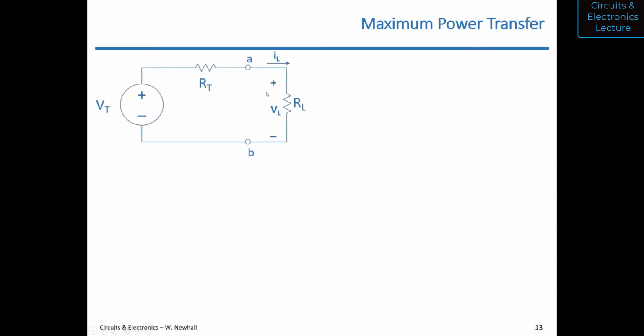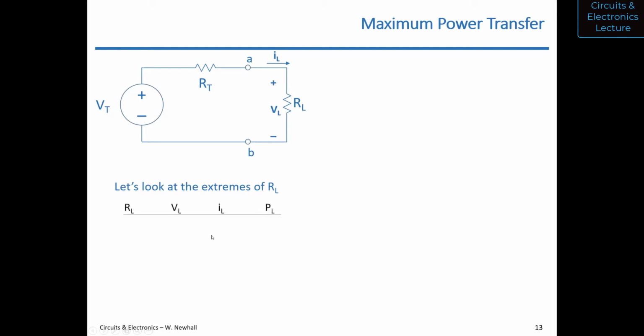Now here's the topic of maximum power transfer. You want to transfer as much power as possible to that load resistor. So here's that schematic again. Let's just take a look at the extremes, right? Remember, we're trying to adjust RL in order to get maximum power to RL.